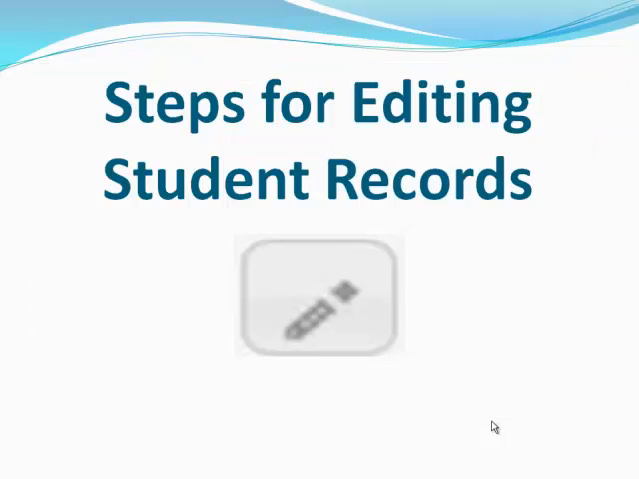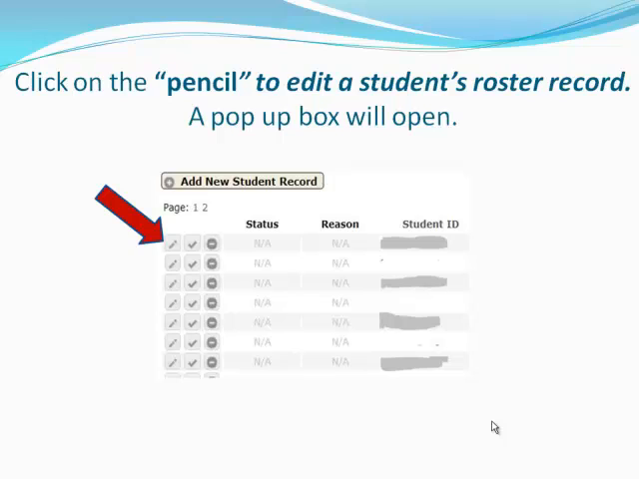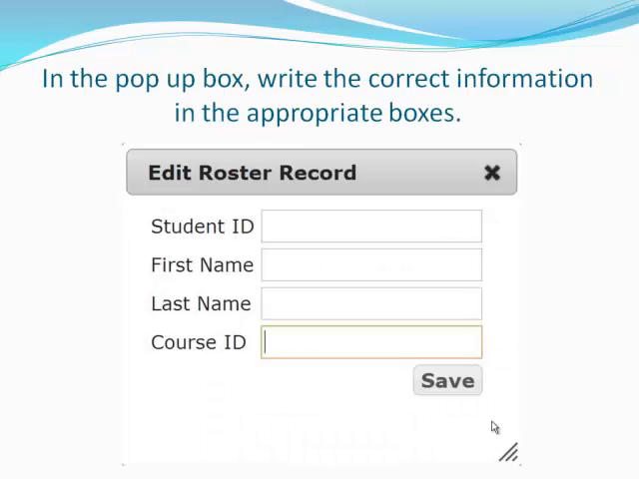All right, this is a new step and we're so excited. This is how you will edit student records. Remember, you're going to look for the pencil. You'll click on the pencil to edit a student's roster record. The pencil will sit right there to the left of the check. Once you click on the pencil, a pop-up box is going to open. When you see the pop-up box, you will type in the correct information in the appropriate boxes.